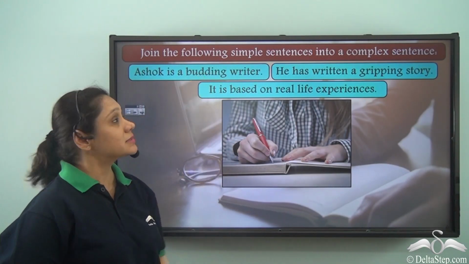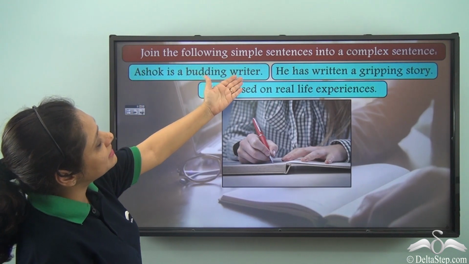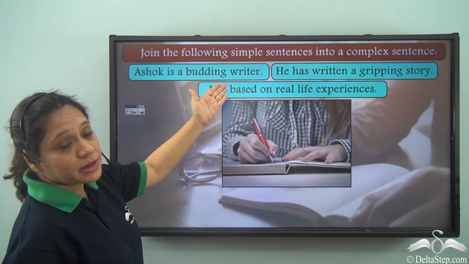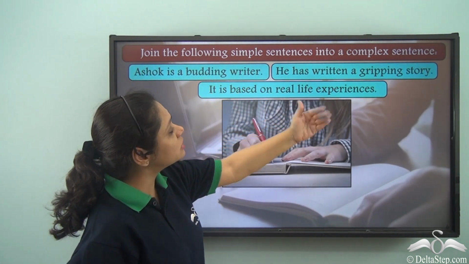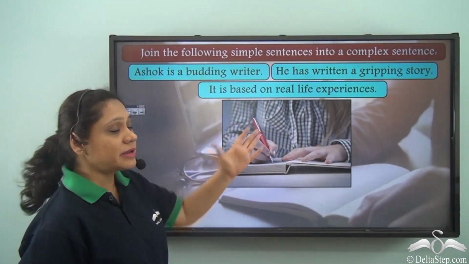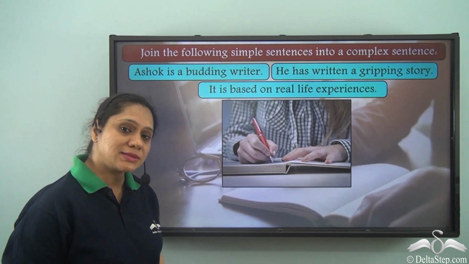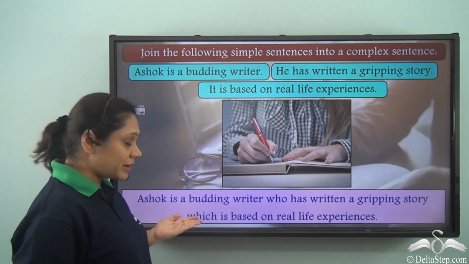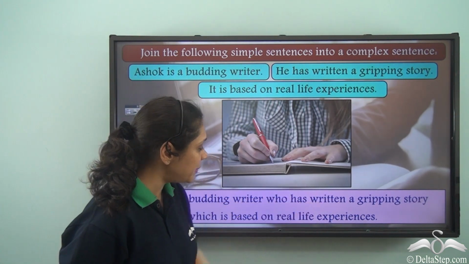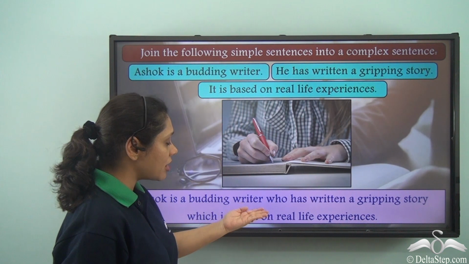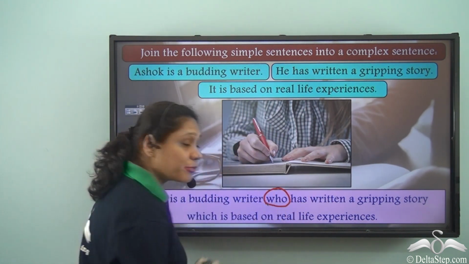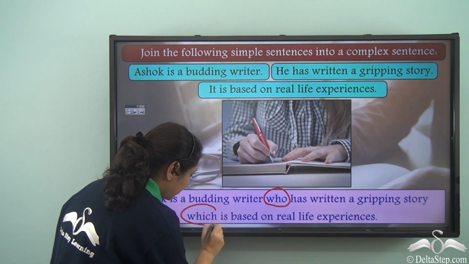Let us do this exercise. Join the following simple sentences into a complex sentence. Ashok is a budding writer. He has written a gripping story. It is based on real life experiences. So how will we join the three clauses to make a complex sentence? We will join them as, Ashok is a budding writer who has written a gripping story which is based on real life experiences. So here we have used the relative pronouns who and which.